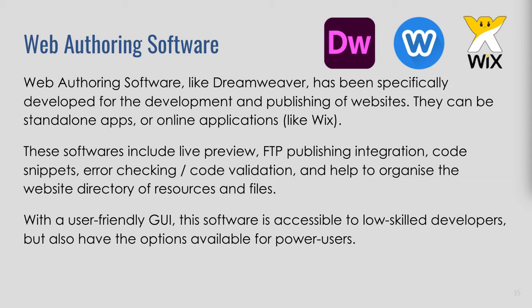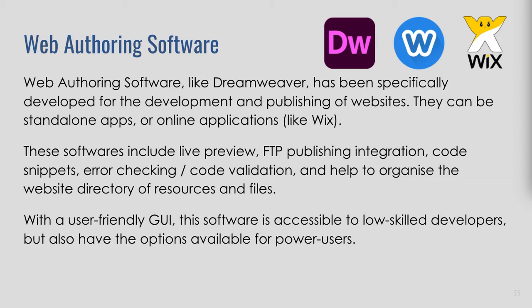The next software we're going to look at is web authoring software. Web authoring software was specifically designed to develop and to publish websites. Sometimes these are standalone apps installed on your computer. Sometimes they are online applications. Examples like that might include WordPress or Wix. Examples of software installed on your computer might be Dreamweaver from Adobe.